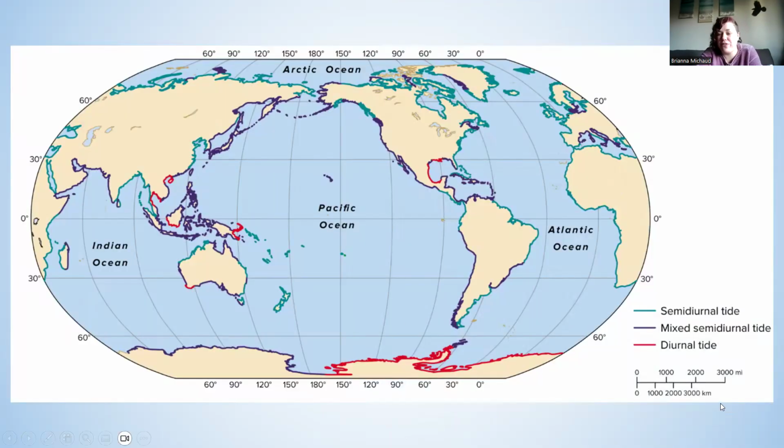This is showing where you find these different types of tides all around the world. The light blue is semi-diurnal. The darker purple-y blue is mixed. You can see, again, we have that in California. And diurnal is where you only get one high tide and one low tide. You can see you get some of that in Antarctica and a few other places, but that's the more rare type of tide.